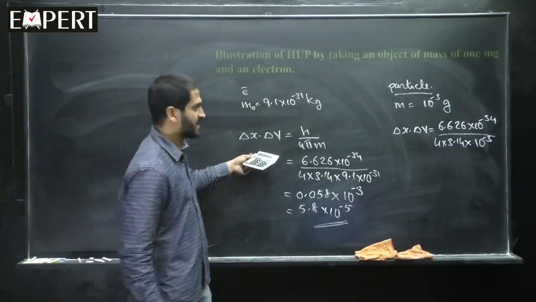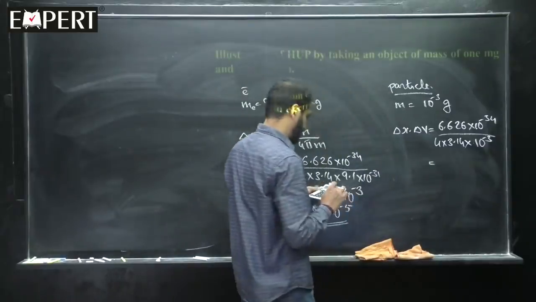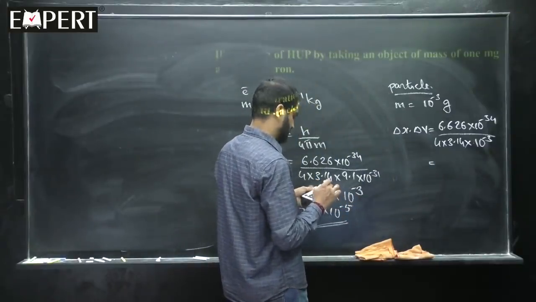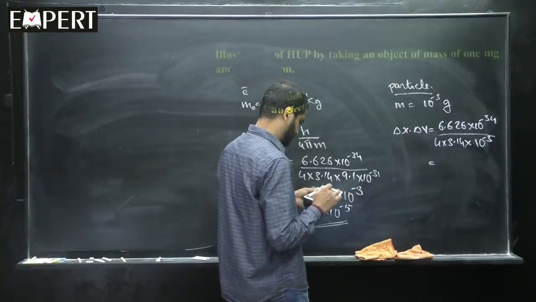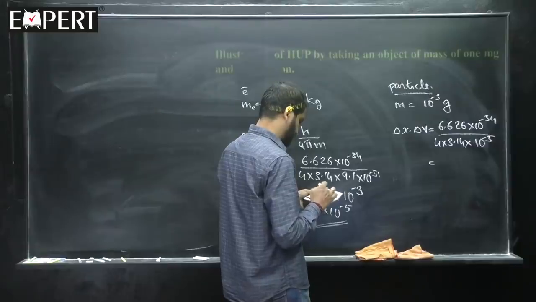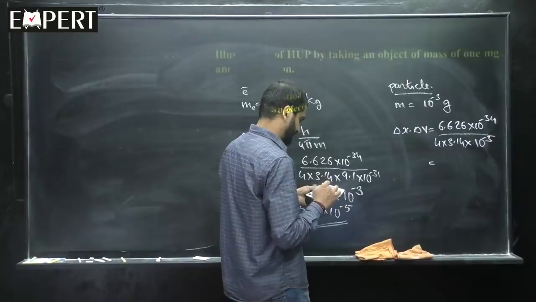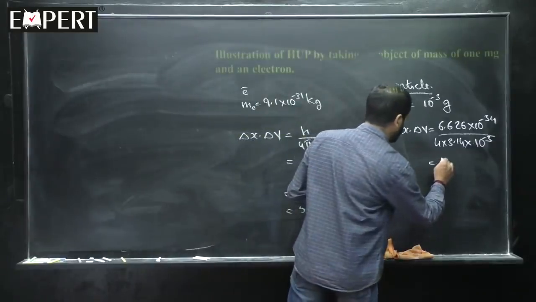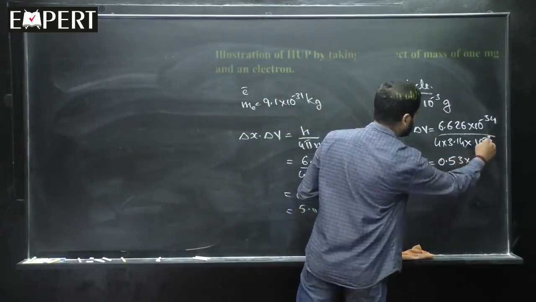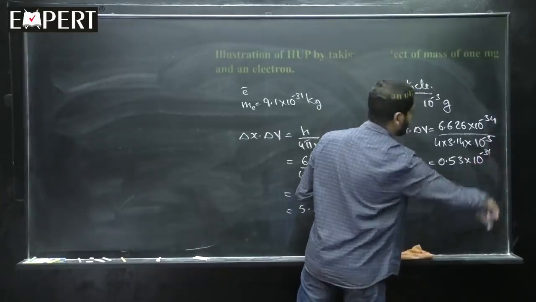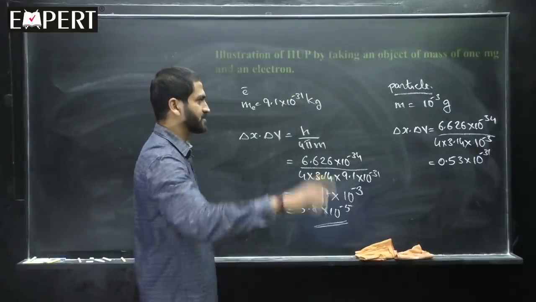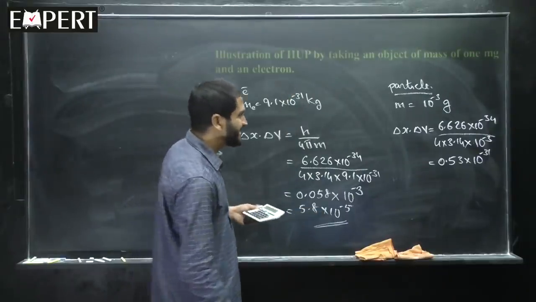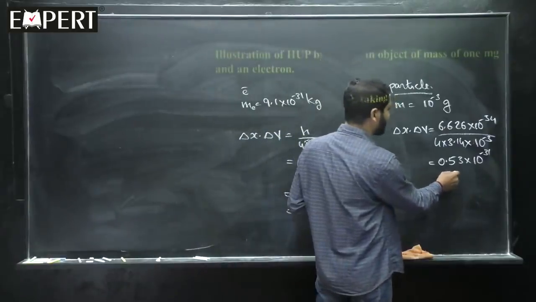Now, if you see over here, it would be 6.626 divided by 4 divided by 3.14, which is equal to 0.53 into 10 to the power minus 31. Understood? When 10 to the power minus 3 goes up, it becomes 10 to the power plus 3. So here the uncertainty is very small.